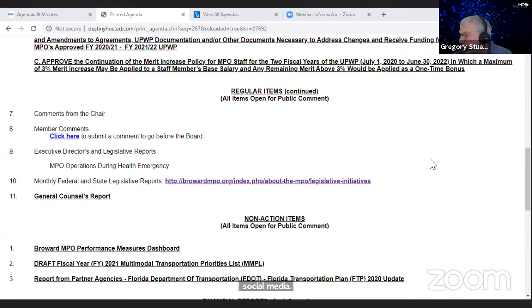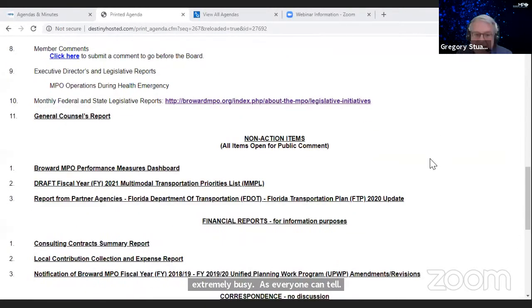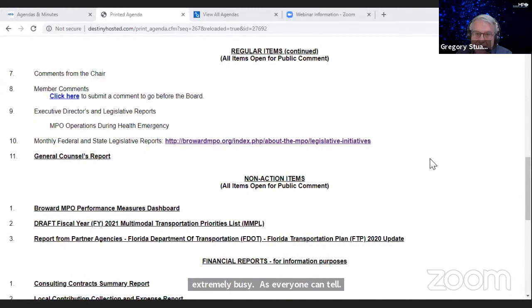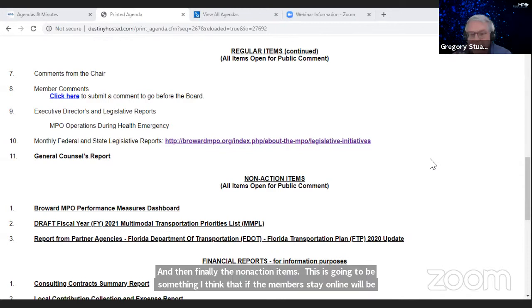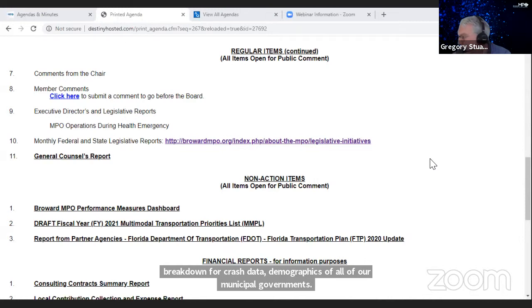And then finally, the non-action items. This is going to be something I think that if the members stay online will be fascinating for them. Our performance measures dashboard. There is a site on the MPO website that provides a breakdown for crash data, demographics, of all of our municipal governments, and then also at the countywide level. It's again going to be one of those national best practices that we're going to do.